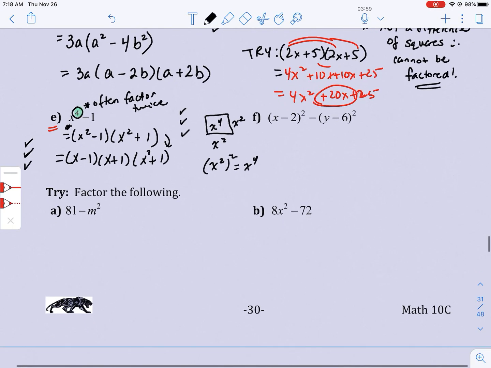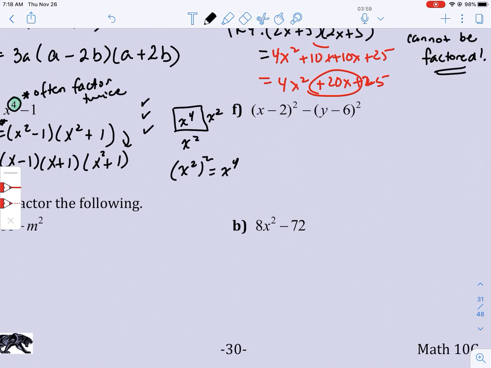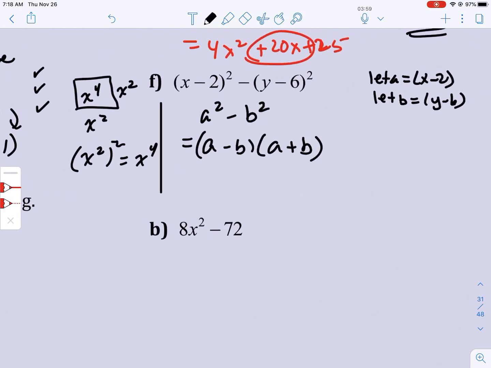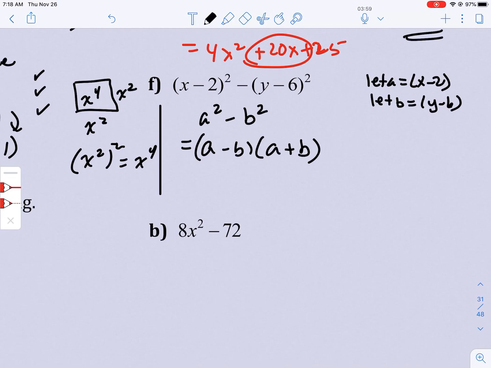Okay, let's hold off on, well, we can do f. Let's do f. So this is a perfect square in sort of disguise. Okay, if I look at the x minus 2 squared minus y minus 6 all squared, I can use substitution. I'm going to say let a equal x minus 2 and let b equal y minus 6. So now I've got a squared minus b squared. So that's, of course, a minus b times a plus b when I factor that. But now I need to sub back in my x minus 2 and my y minus 6.